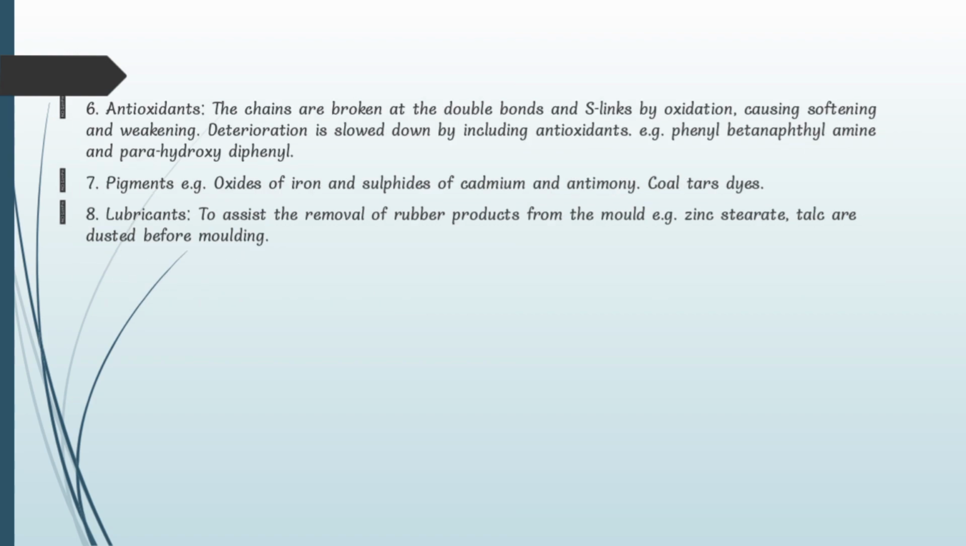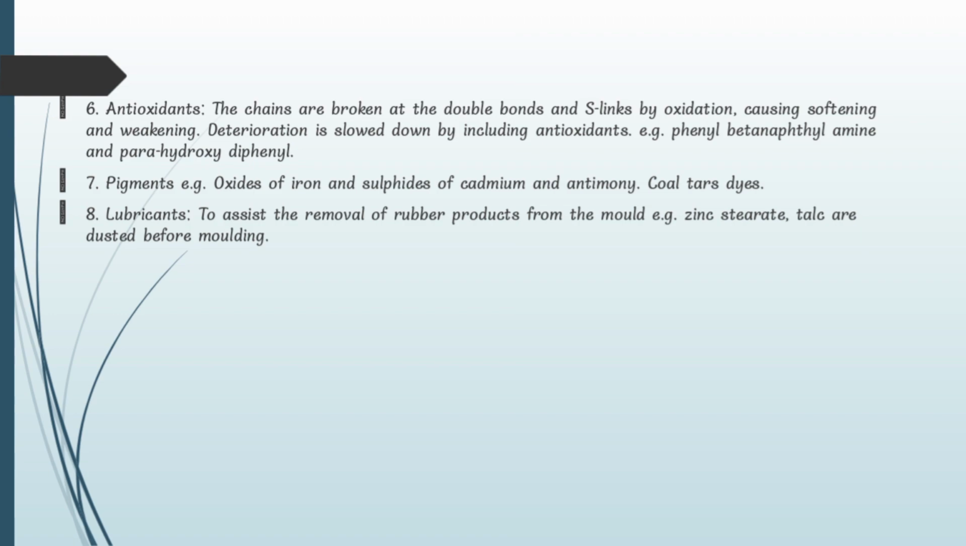Then antioxidants. The chains are broken at the double bond and the S links by oxidation, causing softening and weakening. Deterioration is slowed down by including the antioxidants. Example, phenyl beta naphthylamine and para-hydroxydiphenyl. Pigments, these are the colors kind of thing. So oxides of iron and sulfides of cadmium and antimony, coal tar, dyes.